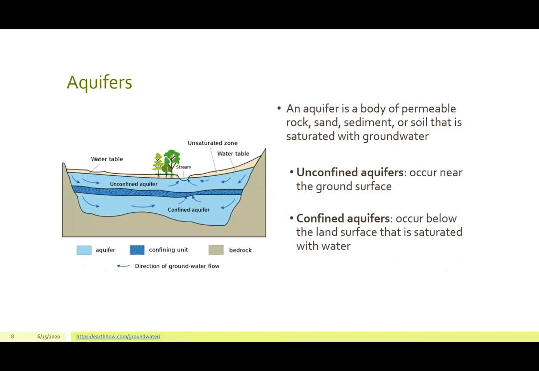I also provide you some information about aquifers. What is an aquifer? It's a body of permeable rock, sand, sediment, or soil that is saturated with groundwater. There are two types of aquifers. One is called an unconfined aquifer, which is near the ground surface and is able to rise and fall. The other one is called a confined aquifer, which is below the land surface and is saturated with water. You can see the differences in the graph.